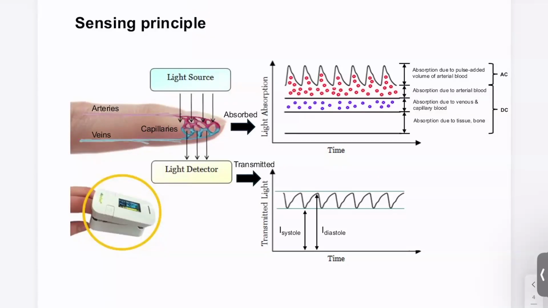Arteries, capillaries, and veins. So in which way does the blood flow? Does it go from veins to capillaries, then to arteries? Which way? It's the other way, right? So it goes from arteries to capillaries, then to veins.